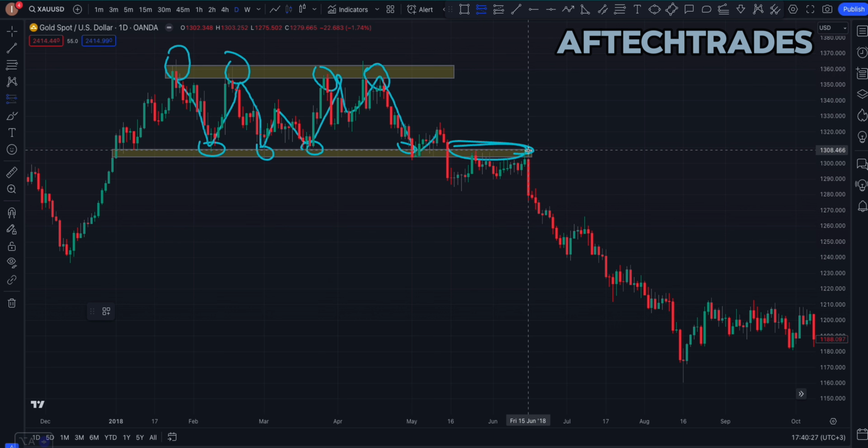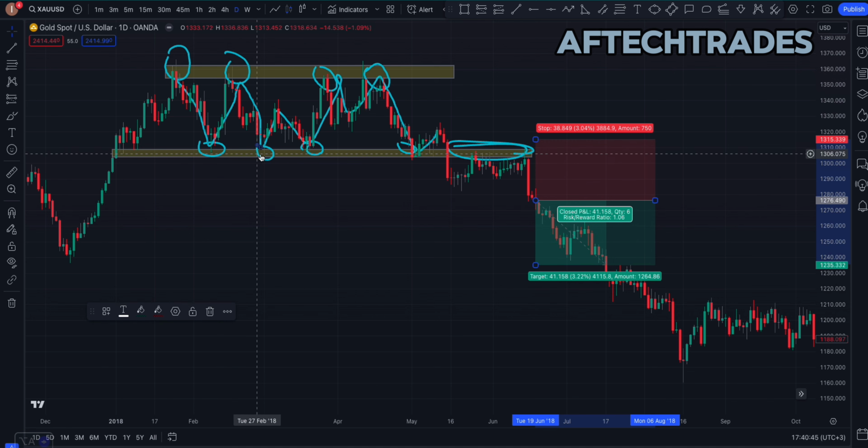And where will your stop loss be? Your stop loss will be slightly above your support zone. And your TP, you can just double your stop loss, or you can leave it open and keep shifting your TP, or you target the next support area, the next area that the market reacted.